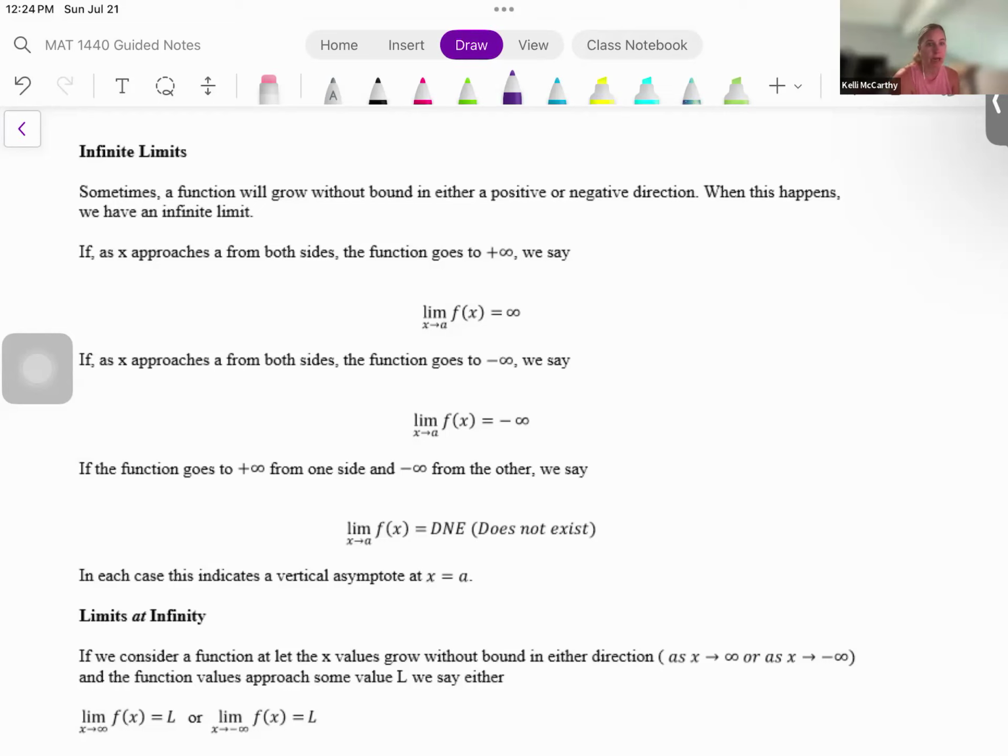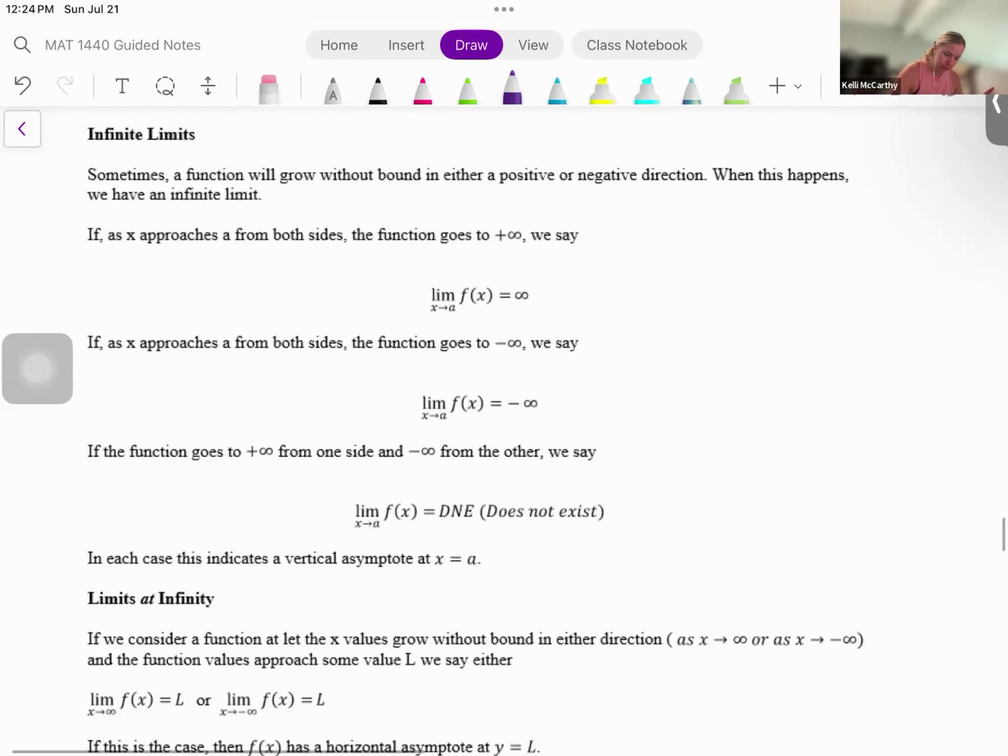If the function goes to positive infinity from one side and negative infinity from the other side, we say that the limit as x approaches a of f of x does not exist. Again, that is the same idea we were looking at in that last example, where the limit from the left does not equal the limit from the right, so the limit does not exist. It doesn't matter which of these cases, even if the limit does not exist, these infinite limits are indicating a vertical asymptote at x equals a.